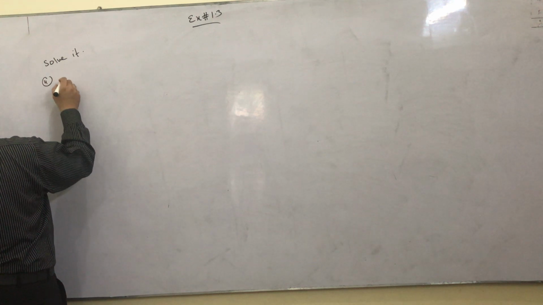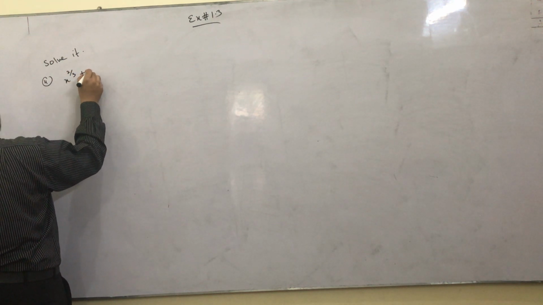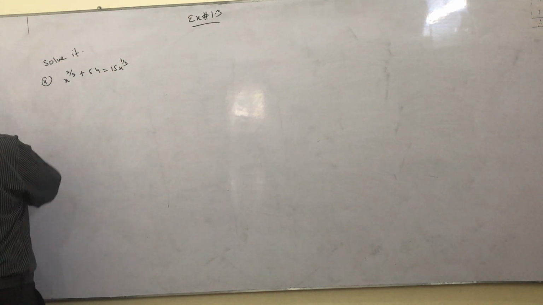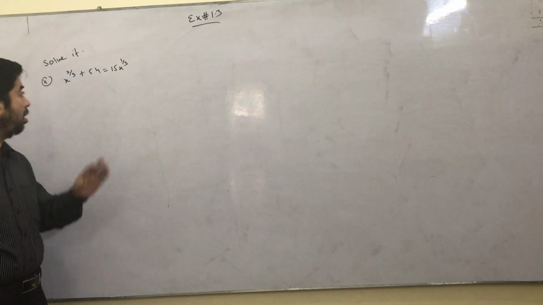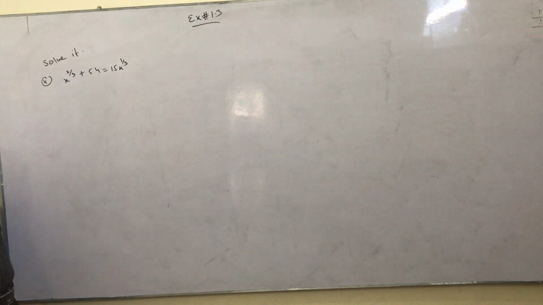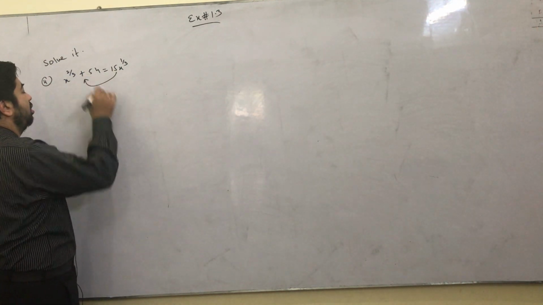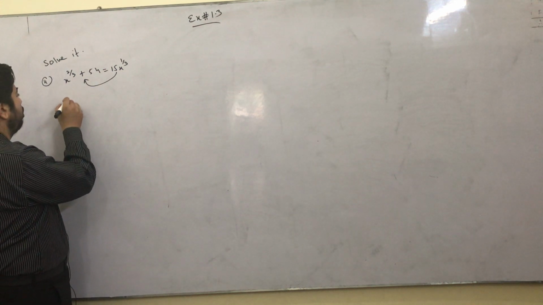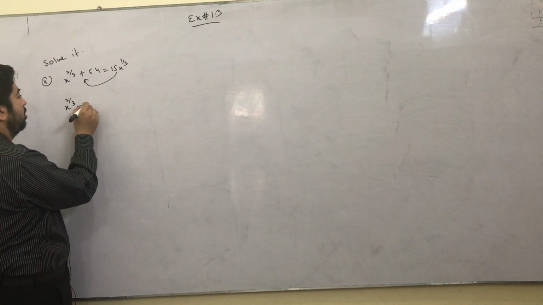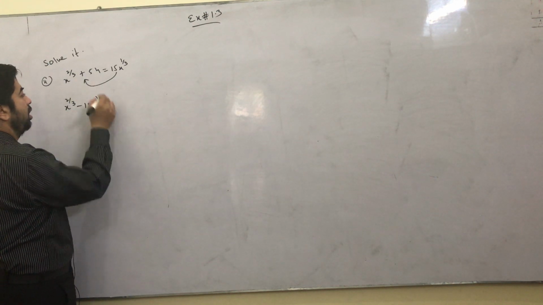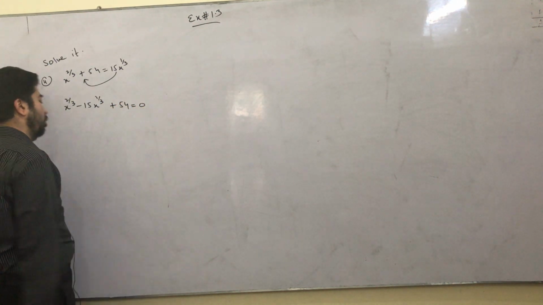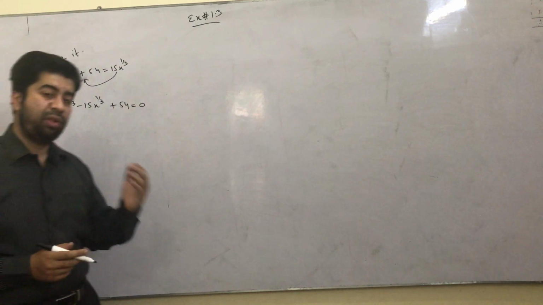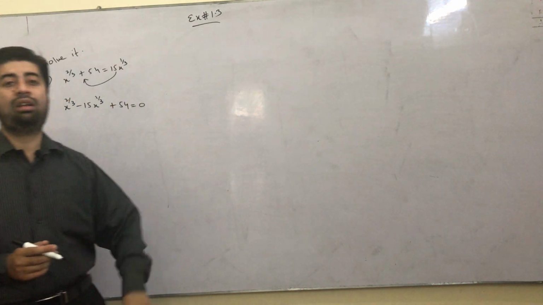Question number 4 is x raised to the power 2 by 3 plus 54 is equal to 15 x raised to the power 1 by 3. See that there is a powers difference here, but you don't have to worry about it. Just convert it into the form of a quadratic equation, because you need 0 on the right hand side. So x raised to the power 2 by 3 minus 15 x raised to the power 1 by 3 plus 54 is equal to 0. Basically, it is not a quadratic equation. So from the previous question, we just have to convert it into a quadratic equation.